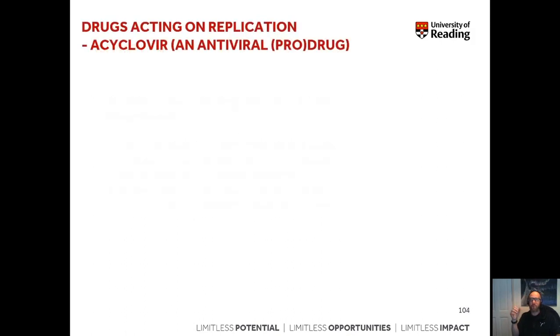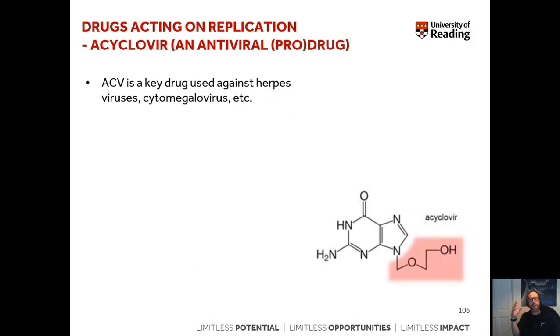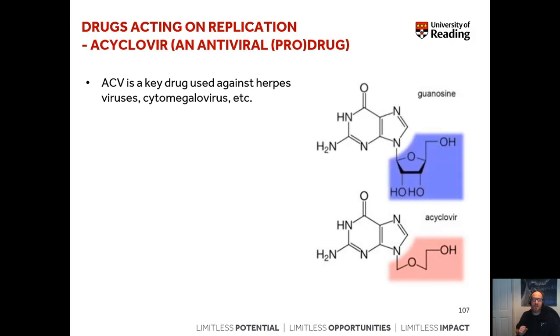Good. So, why is replication important for pharmacy and the pharmaceutical industry? Because there are many drugs acting on replication. For example, the antiviral drug acyclovir. Acyclovir can be purchased as an ointment. You can also get this as a tablet. I think that the mode of action is really brilliant. This drug is used as a key drug against herpes viruses, CMV, and so on.